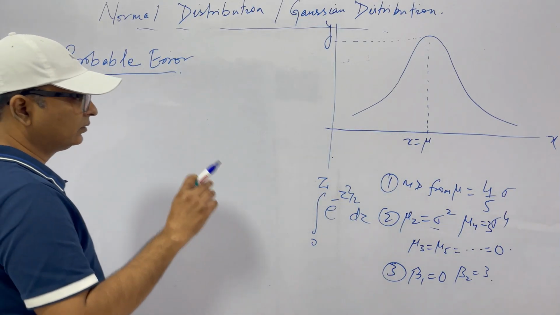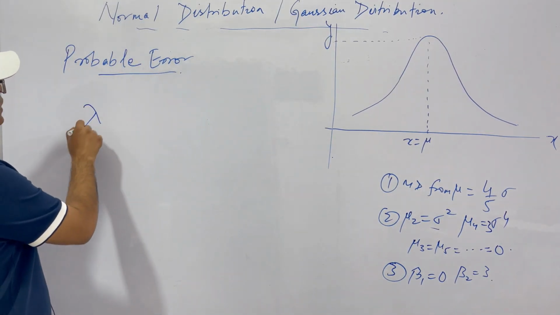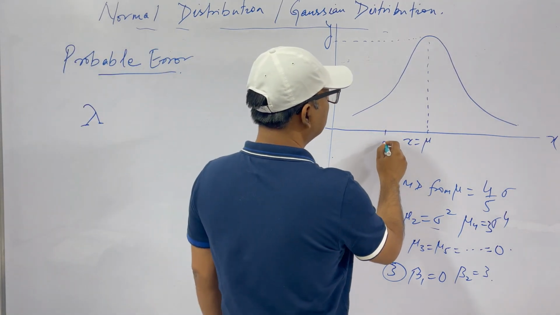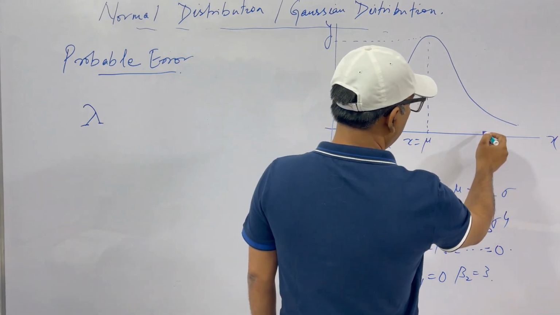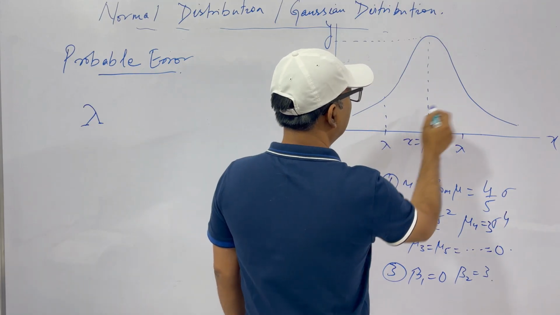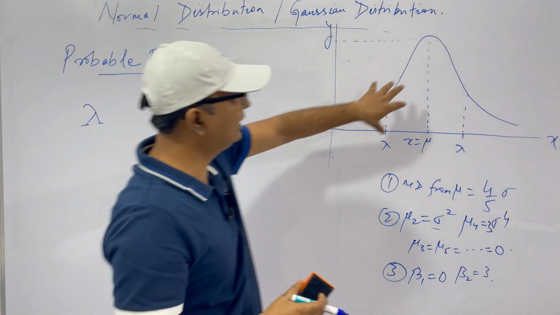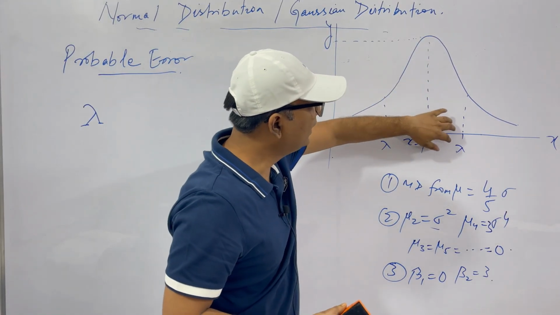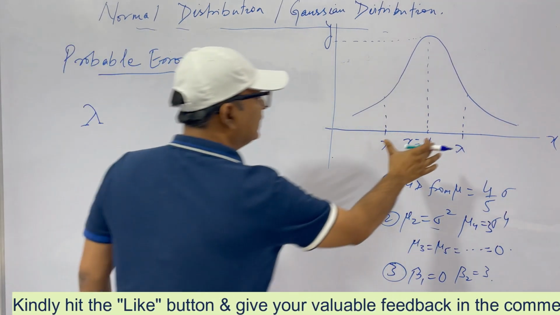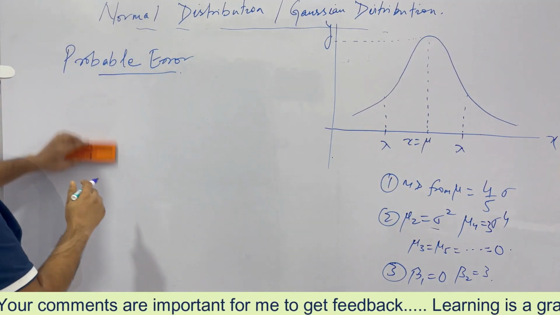Now we just saw the error function. The probable error is lambda, where, let's say this is the point mu, then mu minus lambda to mu plus lambda is such that the probability of error lying within these two points is equal to the area outside these two points. Okay, so this area is half of the total area. That is the meaning. So how do we get it?